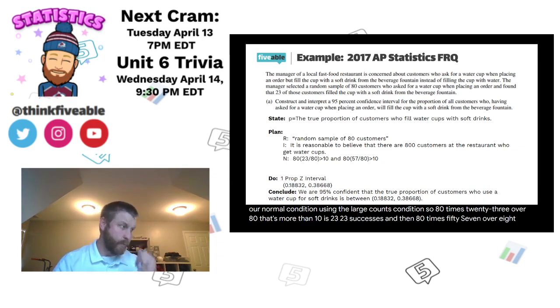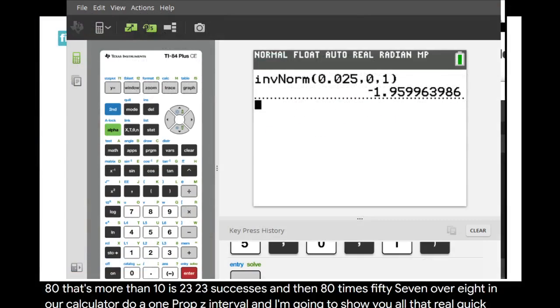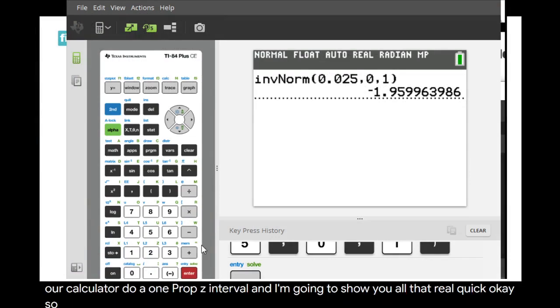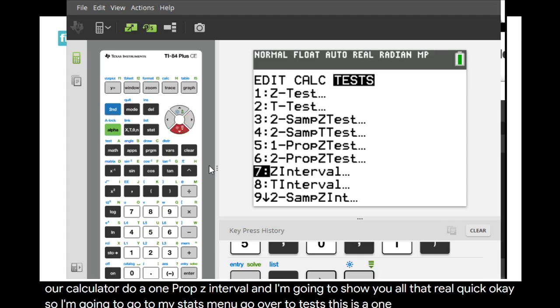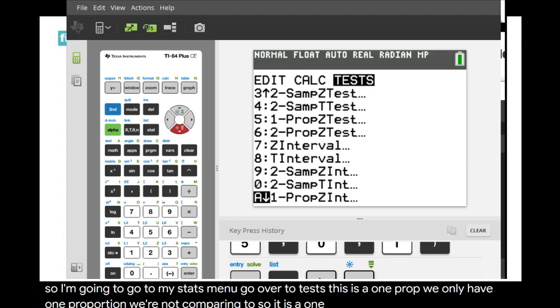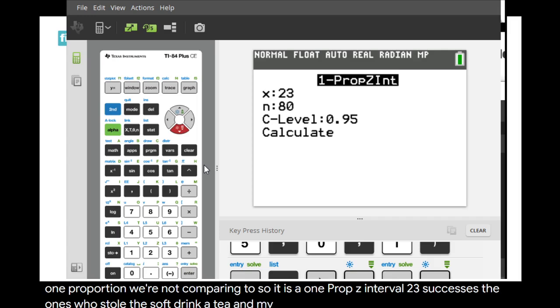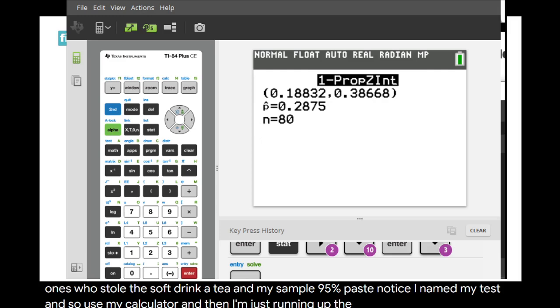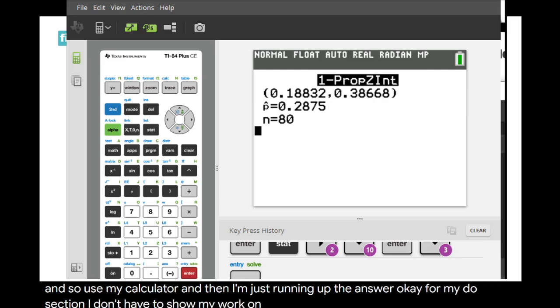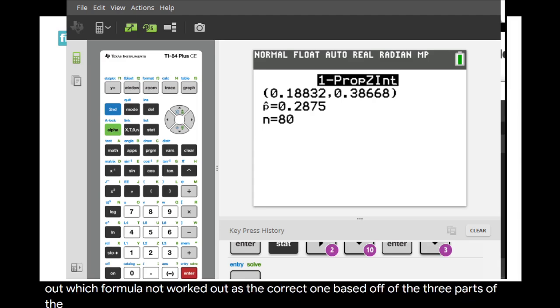All right, so for our do section, in our calculator, we do a one prop z interval, and I'm going to show you all that real quick, okay? So I'm going to go to my stats menu, go over to tests. This is a one prop. We only have one proportion. We're not comparing two. So it is a one prop z interval, 23 successes, the ones who stole the soft drink, 80 in my sample, 95%. Paste. Notice I named my test since I used my calculator, and then I just wrote up the answer for my do section. I don't have to show my work on that formula there. Although that formula is important with multiple choice questions, being able to pick out which formula, not worked out, is the correct one based off of the three parts of the formula.